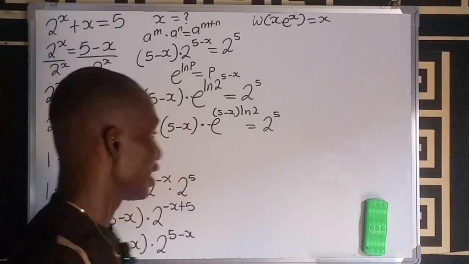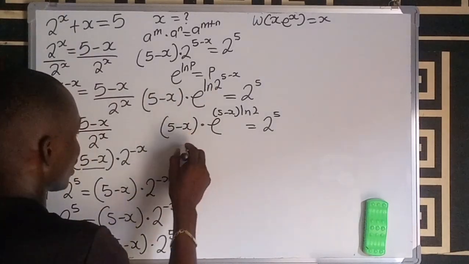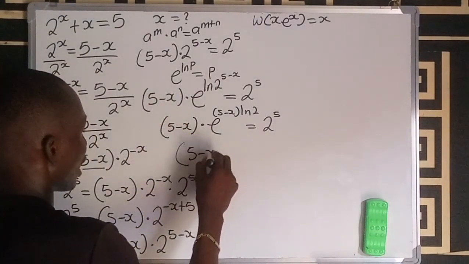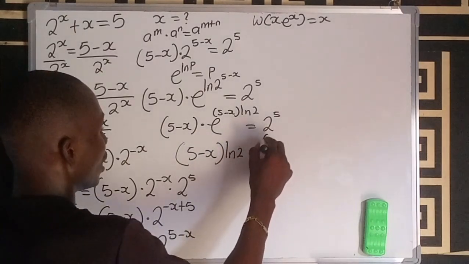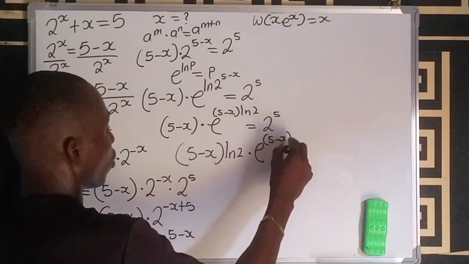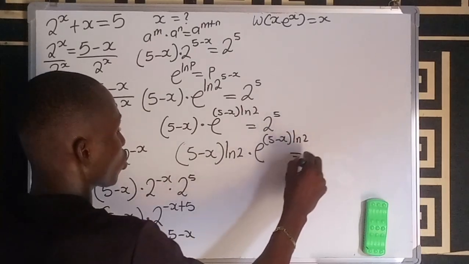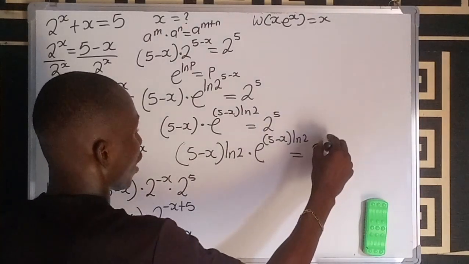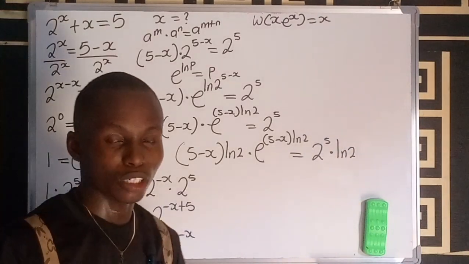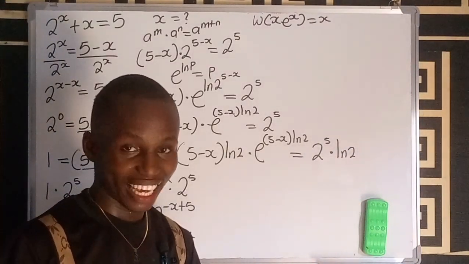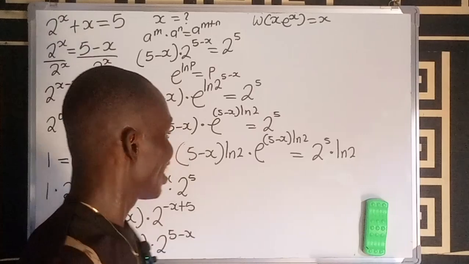Let's see. If you multiply this by ln 2, we have 5 minus x multiplied by ln 2, multiplied by e to the power of 5 minus x ln 2, equals 2 to the power of 5 multiplied by ln 2, because we multiplied both sides by ln 2. Excellent.